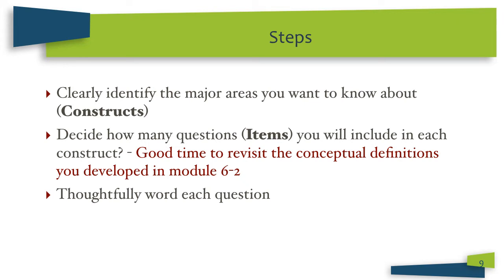Number 2, decide how many questions you will include in each construct. Now, every question is called an item. So for every construct, you will decide how many questions you want to ask. The idea is that you want to completely understand that construct. There are some constructs that are very simple in nature and you might only ask a question or two about them. Other constructs may be very complex. For example, the emotional well-being of a person is pretty complex to grasp. So you may have to ask multiple questions from multiple perspectives to understand the emotional well-being of a person.